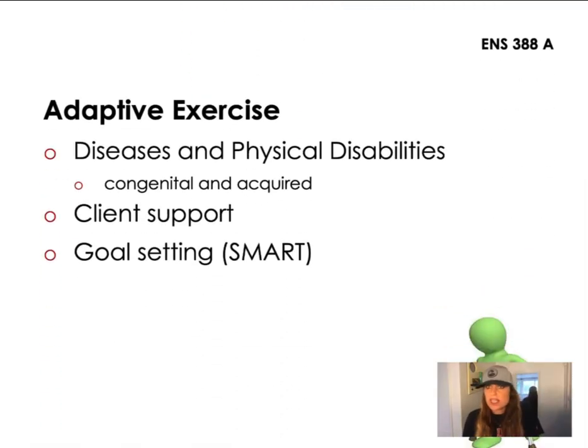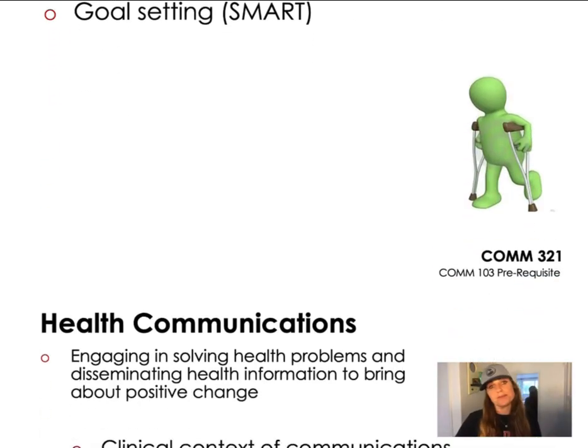All of you also will take ENS 388, which is a course where you're going to learn all about diseases and physical disabilities, both those that are congenital, like you're born with them, and acquired, like from, say, an injury or some kind of fatal accident or disease. You'll learn about client support and goal setting with real clients. So we have a campus setting, we have a big facility, and we have a very reduced fee. It's pretty inexpensive monthly for the clients to come in and work with you guys. So you'll get to learn about how to work with populations that have disabilities and learn if you have a knack for it.